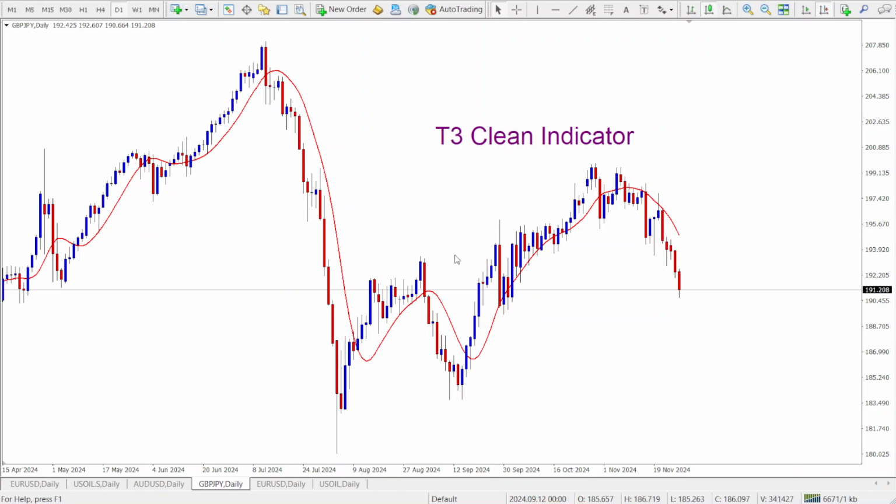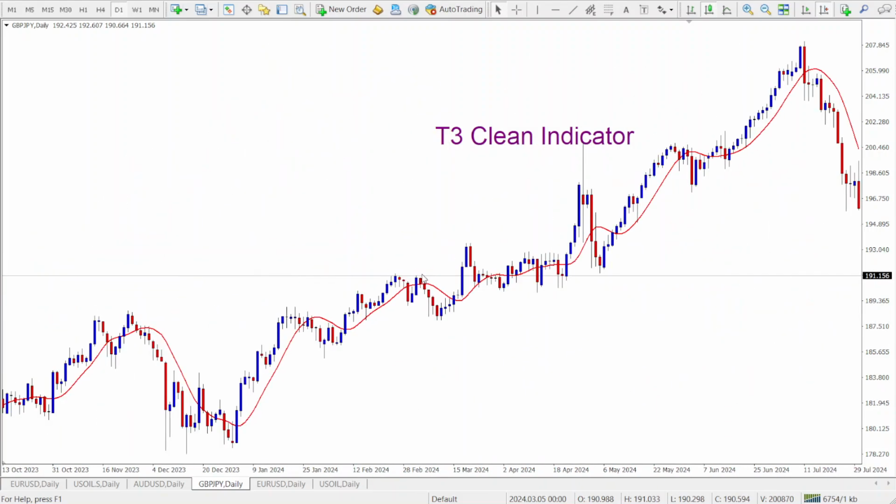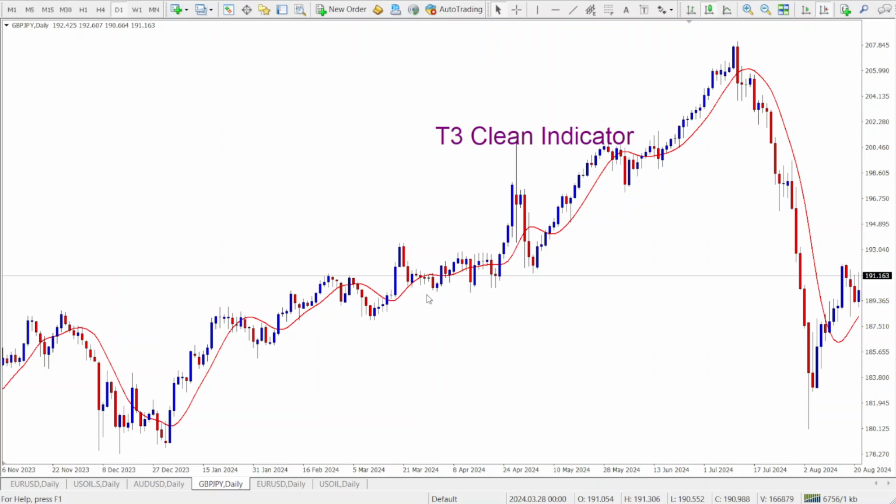But this particular indicator, the T3 clean indicator, is designed to provide smoother and better signals. By utilizing a triple exponential moving average, that is the reason why it is called the T3, the T3 standing for triple exponential moving average. So the indicator tries to reduce false signals and help traders to identify clear market trends.